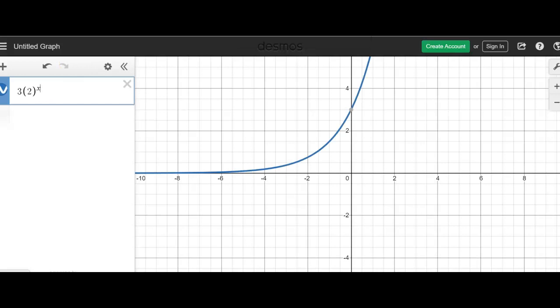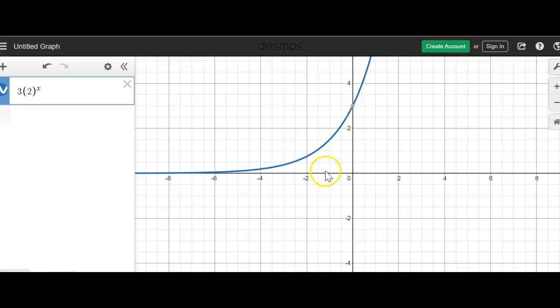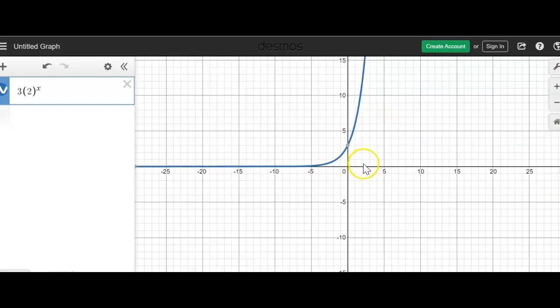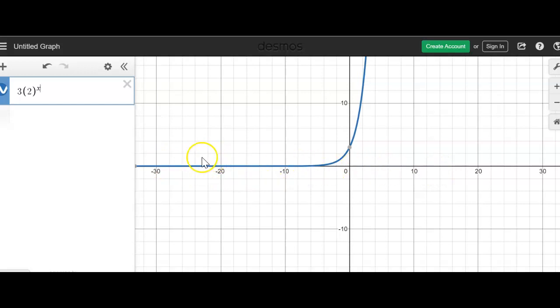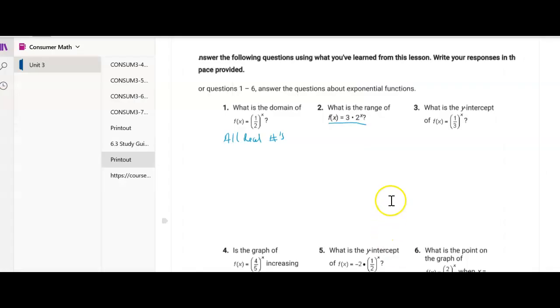Now if we look, even if I zoom in and out, when we talk about the range, we're talking about the y values. Does this line ever cross the x-axis? No. Therefore, we're going to say that the range starts at 0 on the bottom, and it goes all the way up to infinity. So we're going to say it's all real numbers greater than 0, or they might say y is greater than 0.